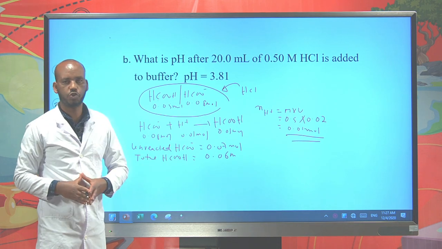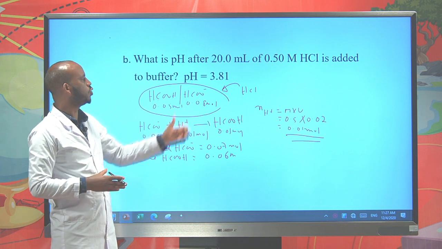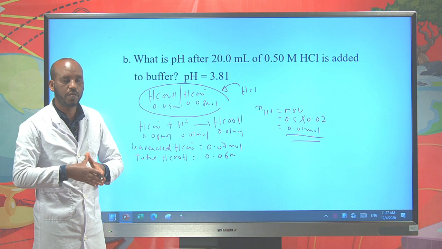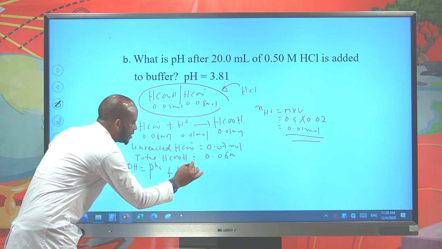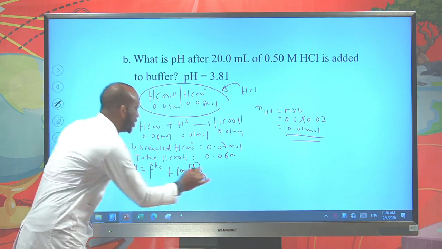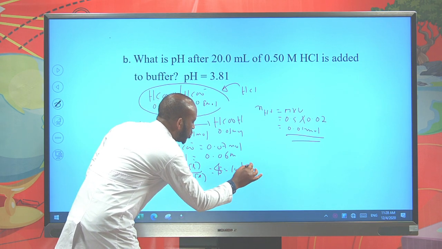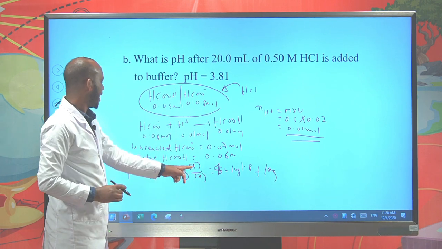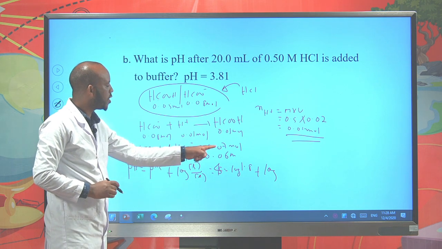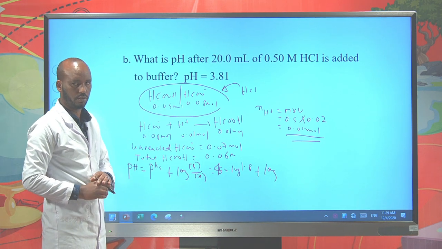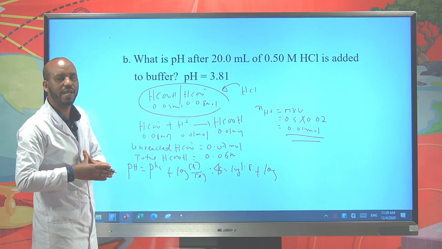The solution is still a buffer solution because it contains a weak acid and its conjugate base, formate. We can use the Henderson-Hasselbalch equation to calculate the pH of this solution. Therefore, pH equals pKa plus log base concentration divided by acid concentration, which is 4.4 minus log 1.8 plus log base concentration. The base is formate. Its concentration is 0.07 divided by the volume of the buffer solution. 500 plus 400 milliliters plus 20 milliliters is 920 milliliters.